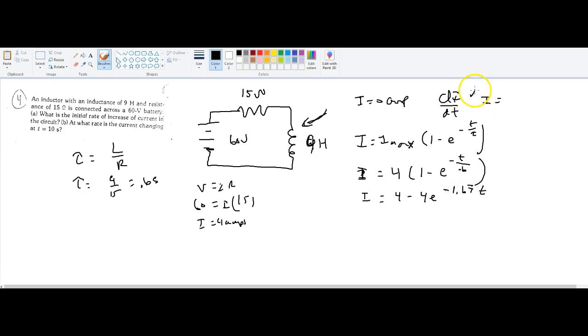I want to know di/dt, right? I want to know the change, and so I go di/dt equals, this falls out, and I get negative 4 e to the negative 1.67t times, this is not just a t, so I have to tack on a negative 1.67. And so then di/dt would be equal to negative 4 times negative 1.67. I'm putting that in the calculator. That's 6.666.